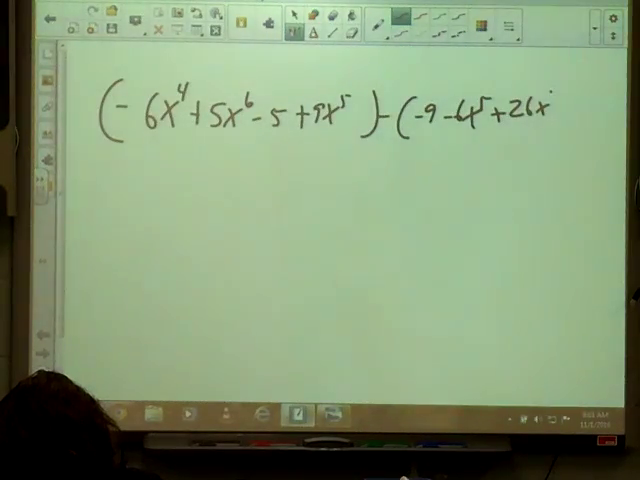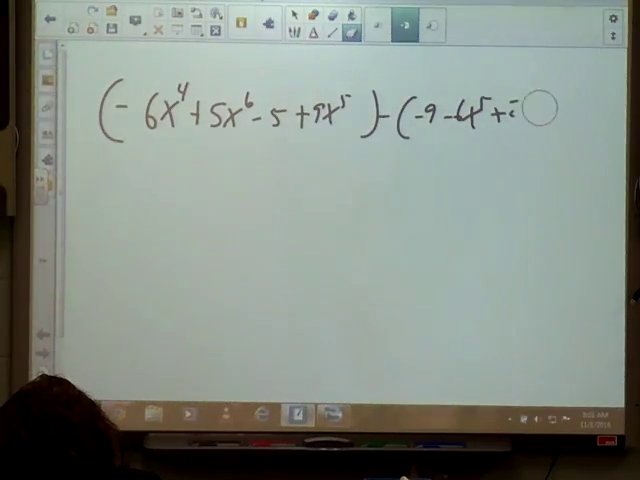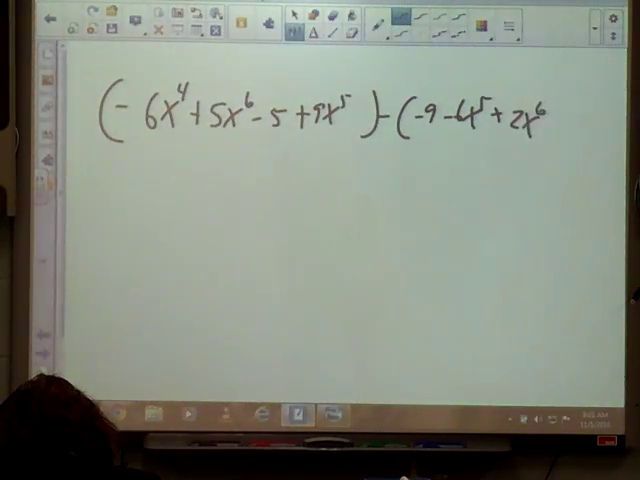2x to the 6th. Oh, look at what I wrote. 2x to the 6th. I feel like I need another interruption about right now. Minus 4x to the 4th.